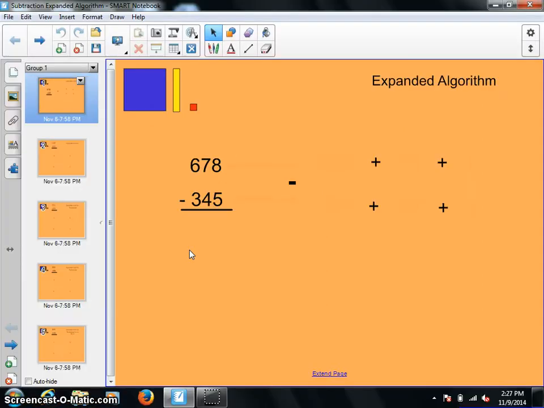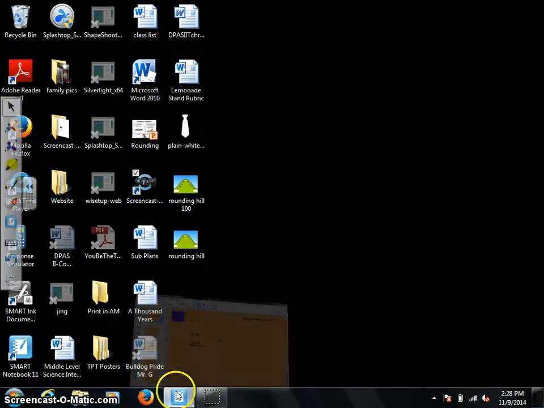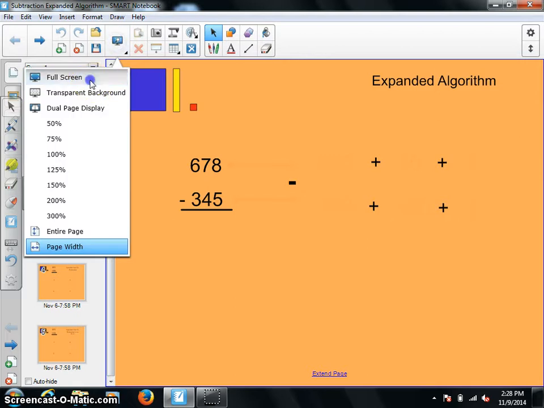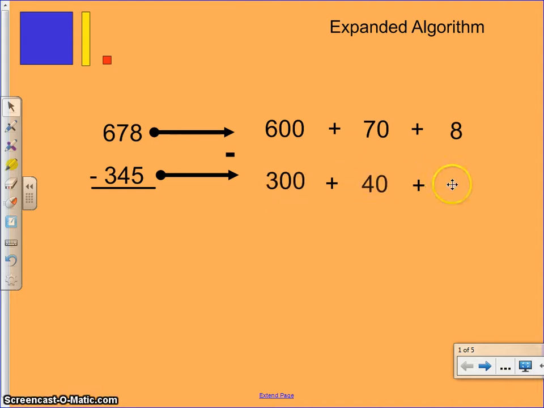Here we have 678, and we're going to subtract from 678 the number 345. And so the first step is to expand both my numbers. 678 is going to expand into, remember, expanded form is the sum of all the place values. So I'm going to expand each place value. So it's going to be 600 plus 70 plus 8 minus 300 plus 40 plus 5.